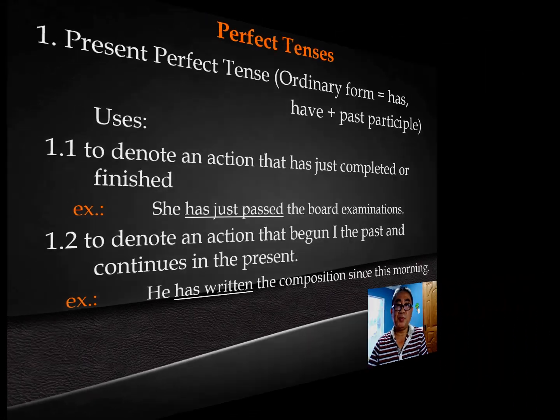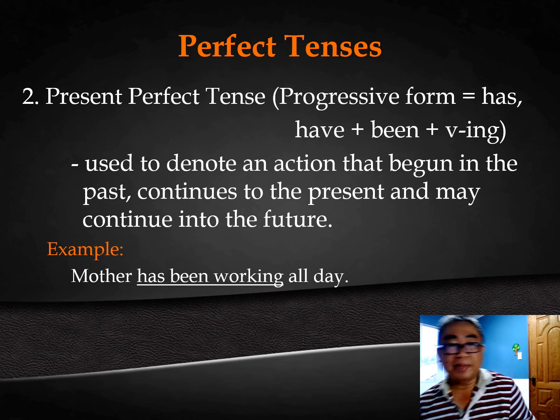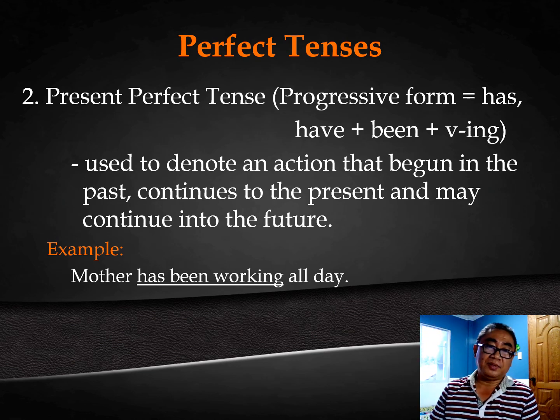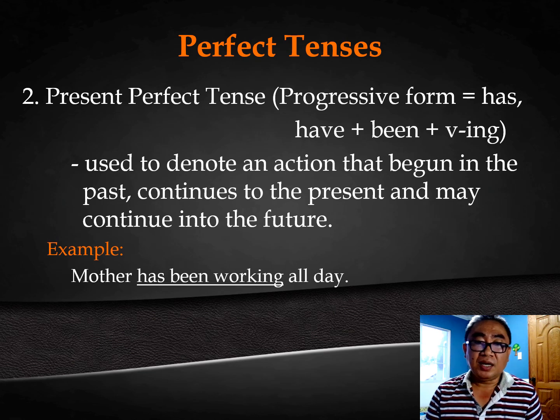Now let's proceed to the present perfect tense progressive form. It is used to denote an action that began in the past, continues to the present, and may continue into the future. For example, mother has been working all day. It's true that mother has been working all day. It began in the past, continues to the present, and may continue into the future.